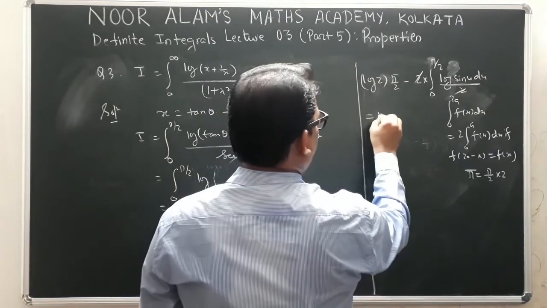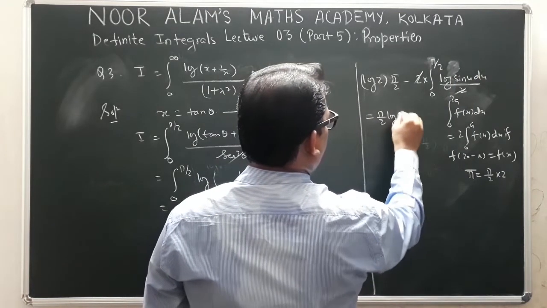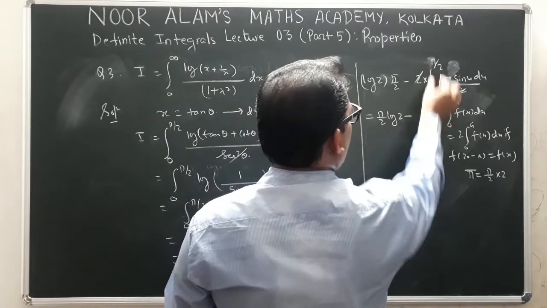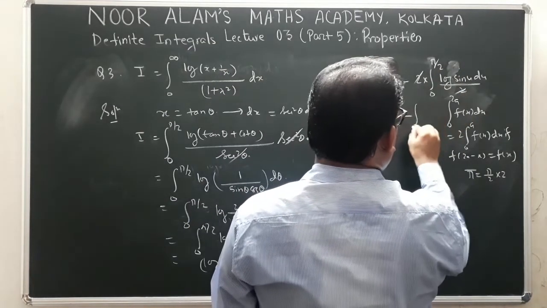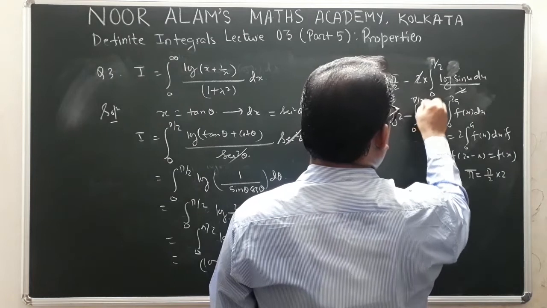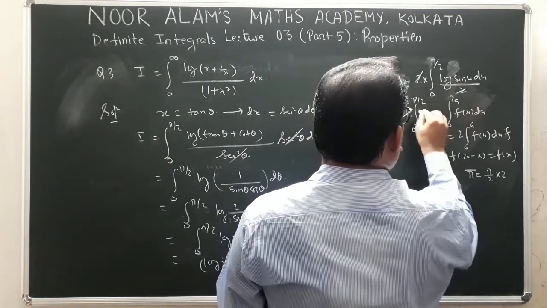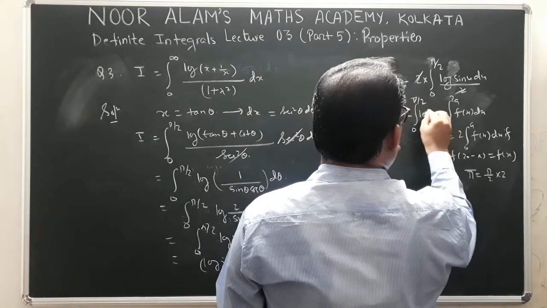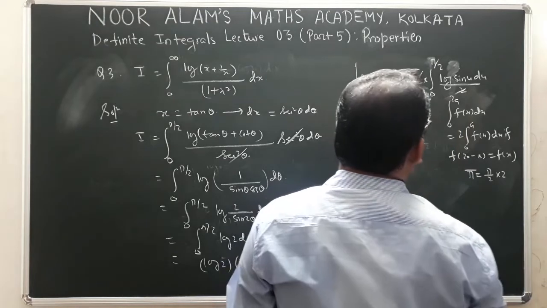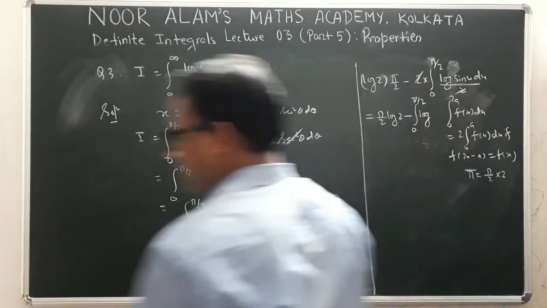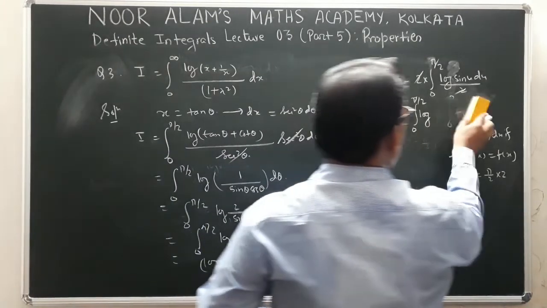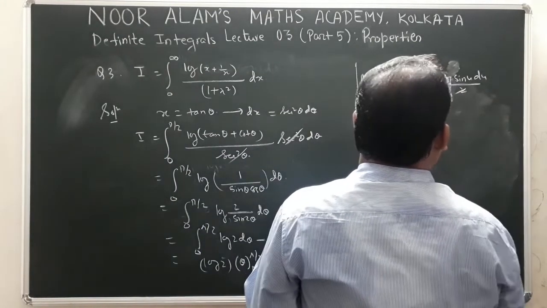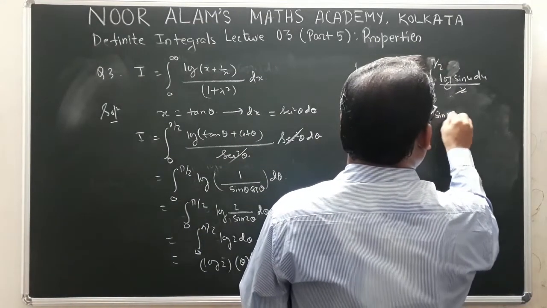Okay, so ultimately you have pi by 2 log of 2 minus this value: integral from 0 to pi by 2 of log of sin u du. You know that the integration is independent of change of variable, so you can write it as integral from 0 to pi by 2 of log of sin x dx.